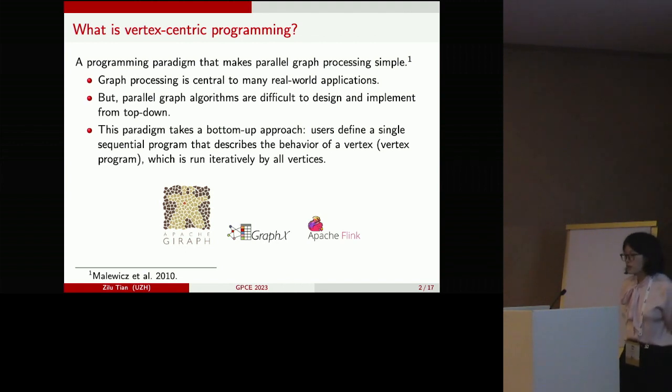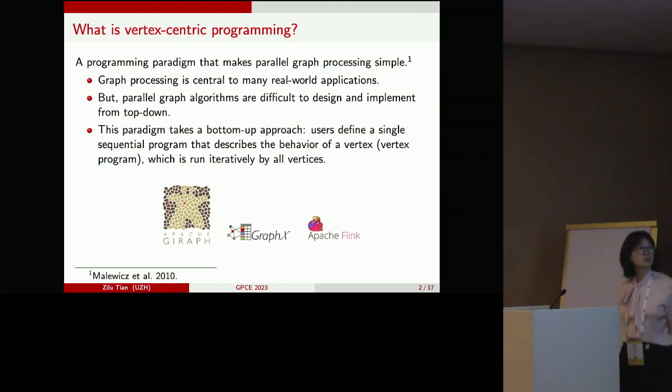So graph processing is central to many real-world applications. Big tech industries like Facebook and Google all have at their core some performing graph-based analysis for their products, such as Google Maps, obviously. But parallel graph algorithms are very difficult to design in the traditional top-down approach. Imagine the developers, when they try to write a concurrent program for such distributed graphs, it's really very difficult given the scale. So Pregel, which is an internal tool from Google, advocated for this vertex-centric programming paradigm.